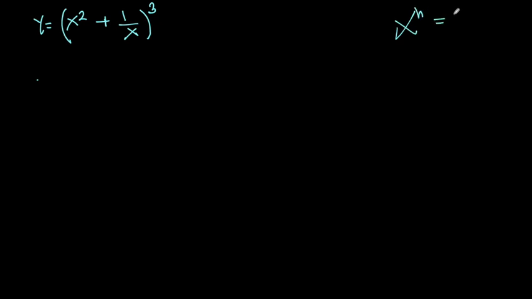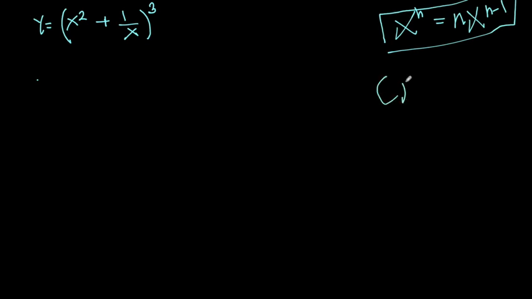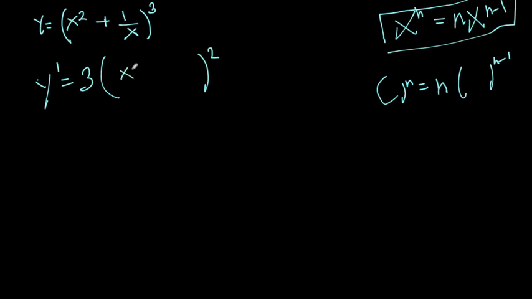x to the power n is equal to n x to the power n minus 1. This formula, you know that. So instead of saying x, I'm saying bracket to the power n is equal to n bracket to the power n minus 1, and then we multiply by the differentiation of the bracket. So I will write y dash is equal to 3 bracket to the power 2, and the bracket, we know, doesn't change, multiplied by the differentiation of the bracket.